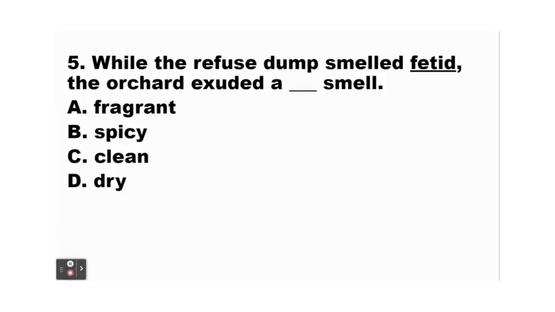Number 5, while the refuse dump smelled fetid, the orchard exuded a dash smell. A, fragrant, B, spicy, C, clean, D, dry. Now, fetid means foul odor, unpleasant, but then the opposite should be fragrant. And so option A is correct. While the refuse dump smelled fetid, the orchard exuded a fragrant smell.